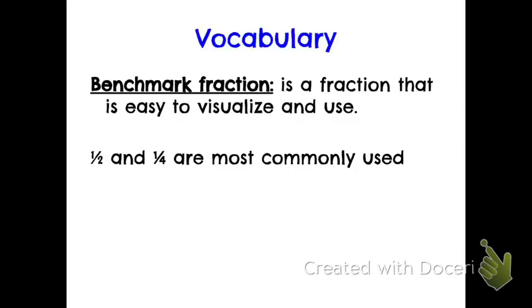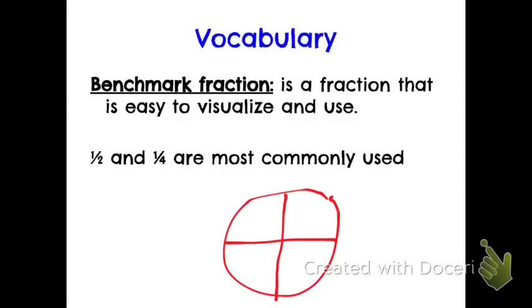A benchmark fraction is a fraction that is easy to visualize and use. When we think of 1/2 and 1/4, those are two benchmark fractions that are most commonly used. If I told you that right here is a chocolate chip cookie and you get 1/2 of it, all of you would quickly visualize the part that you would get. If I told you that you would get 1/4 of this, you could also visualize getting just 1/4 of that cookie. Those are benchmark fractions because, again, they are commonly used.